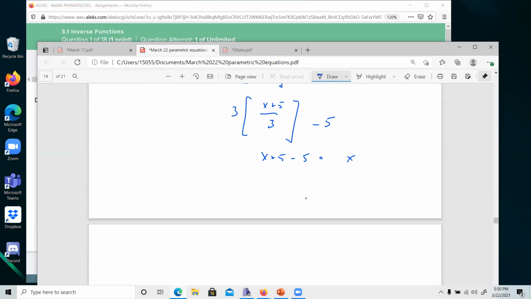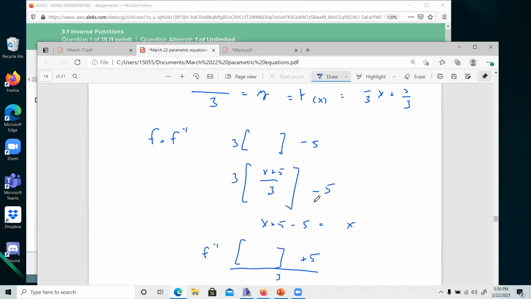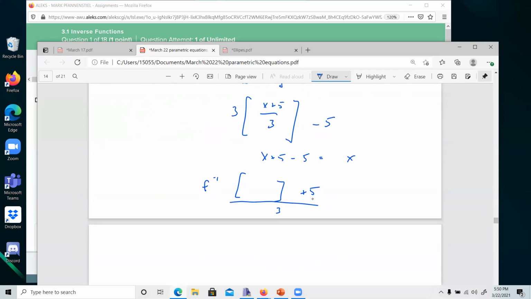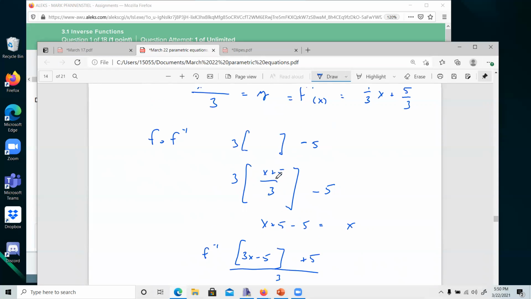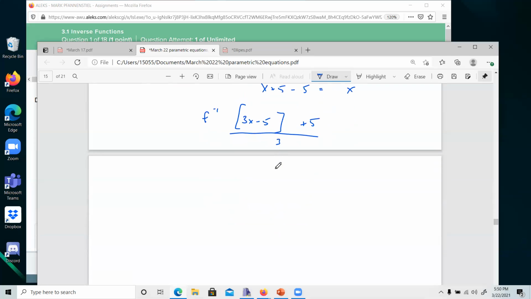We also have to test it the other way. What's f inverse say to do? Well, f inverse says to take a number, add 5 to it, and then divide by 3. Which number would you like to add 5 to? Well, I'd like to add 5 to 3x minus 5. Okay. So if we go ahead and do this, these are going to cancel. Minus 5 plus 5, we get 3x over 3, which is equal to x.